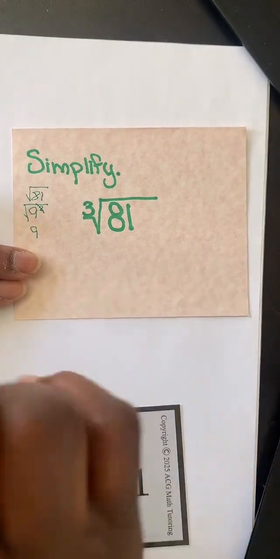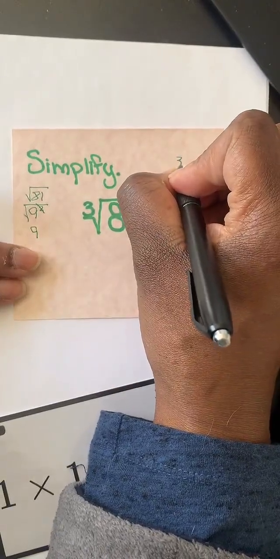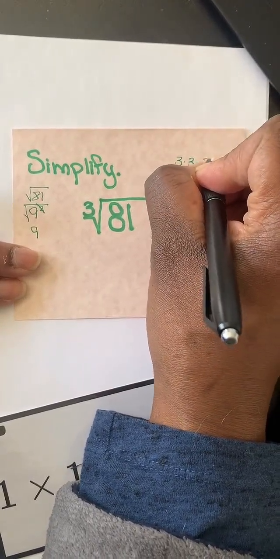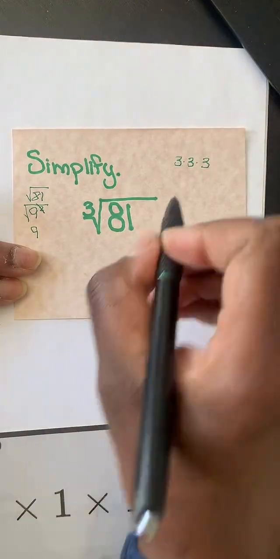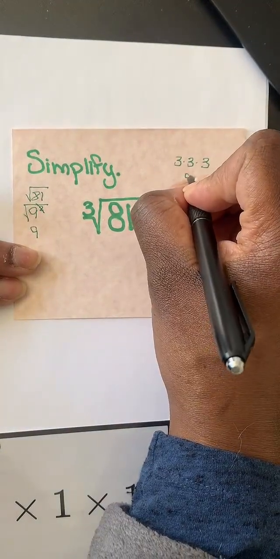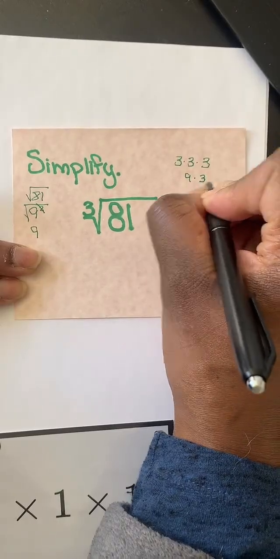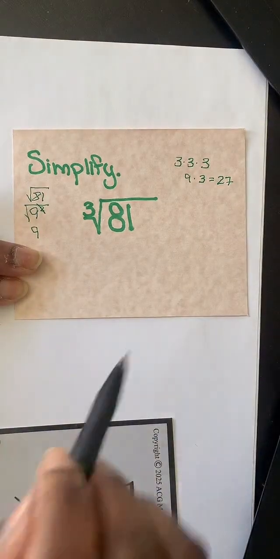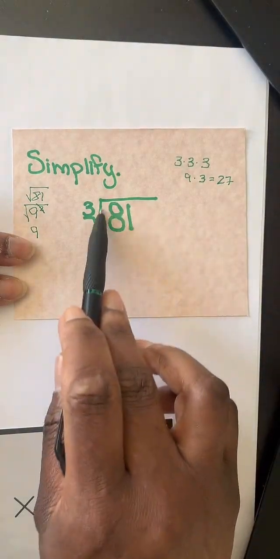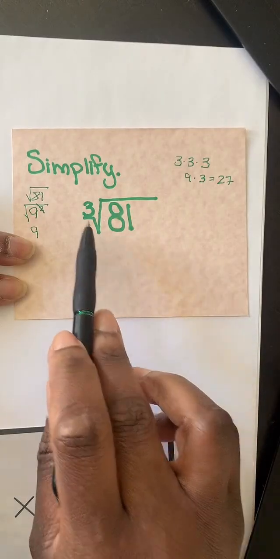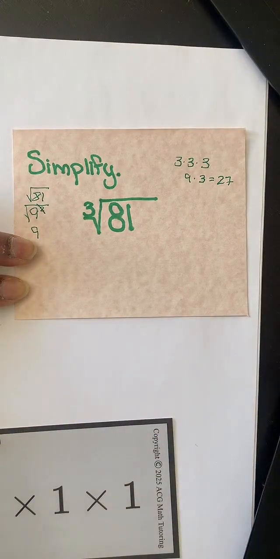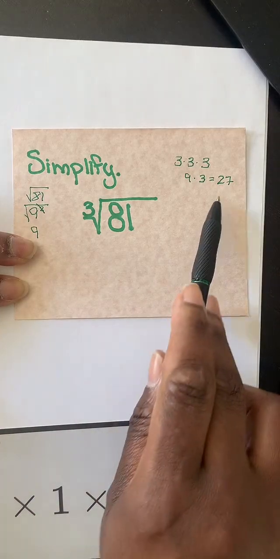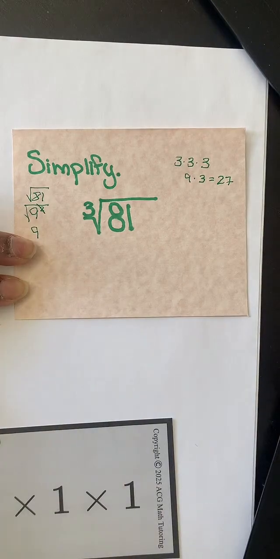Now some people are saying, well, let's do 3. So we got 3 times 3 times 3. 3 times 3 gives me 9, and 9 times 3 gives me 27. So in this case, 81 is not a perfect cube. It's a perfect square.